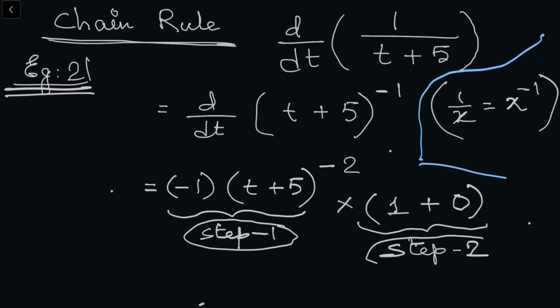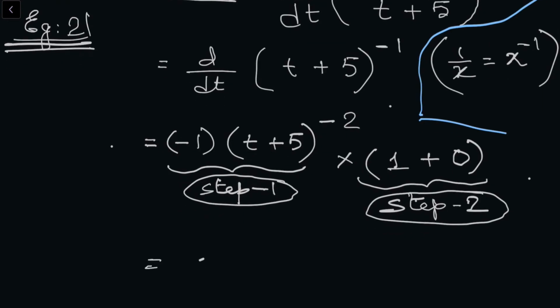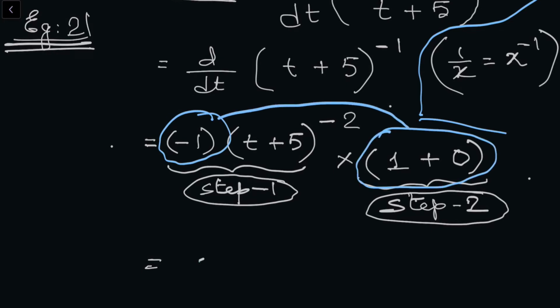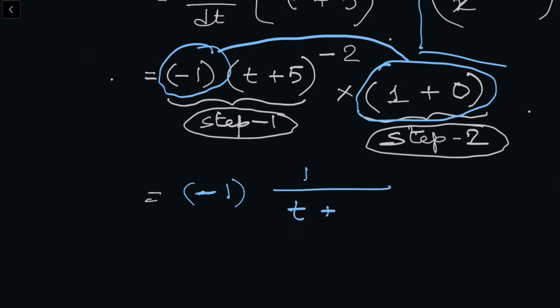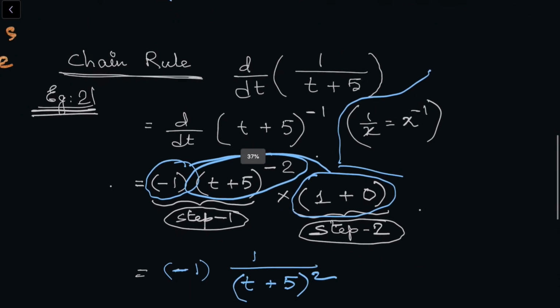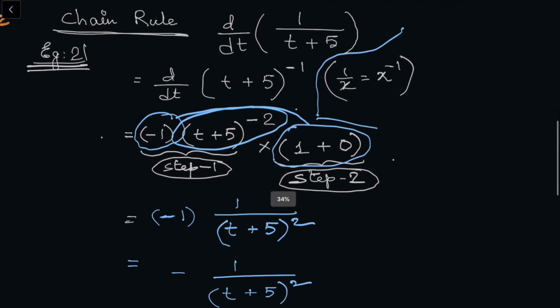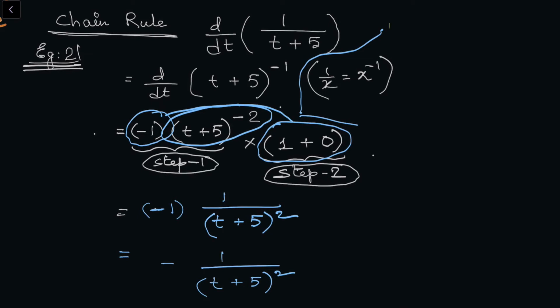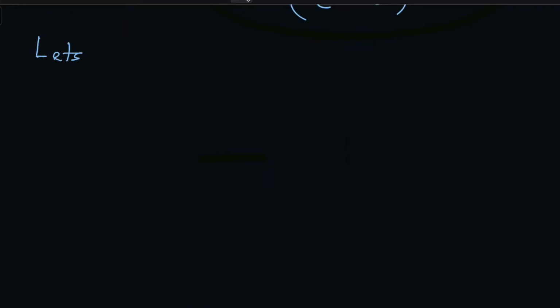So step 1 and step 2. So it equals minus 1 into 1, that is minus 1, and t to the power minus 2, that means 1 by (t plus 5) whole square. So this is the result, minus 1 by (t plus 5) whole square. That is the result of this differentiation. So we are applying chain rule. This part gives this thing.